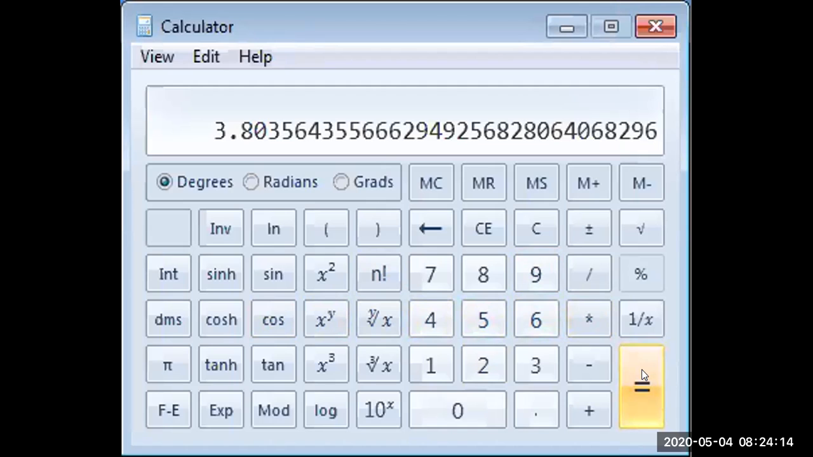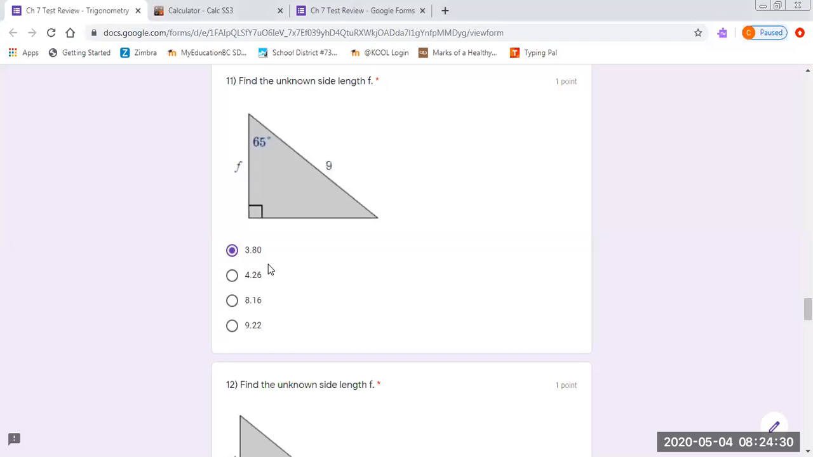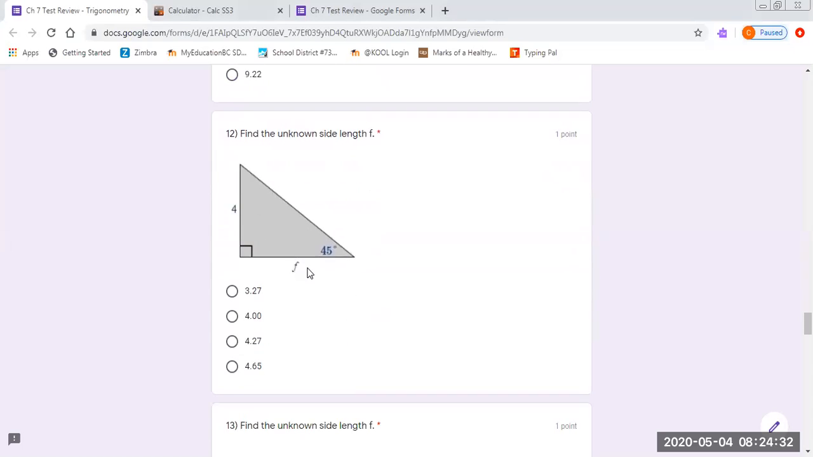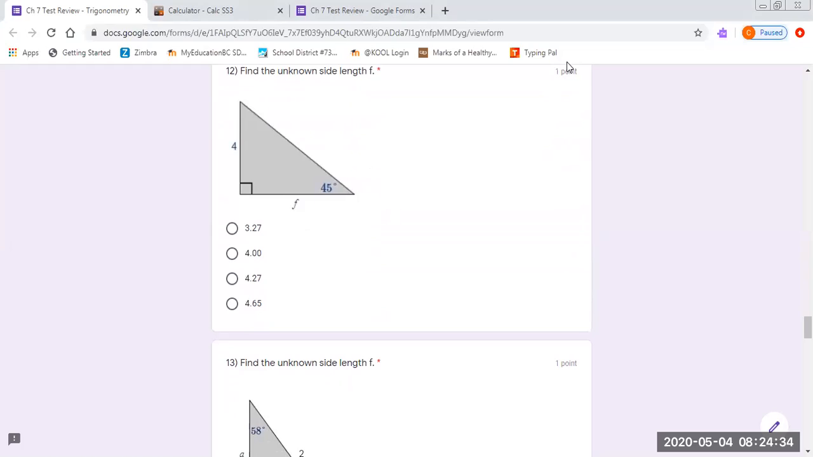Now, once again, this is the adjacent side, which must be shorter than the 9 that is the hypotenuse. And this is shorter than 9, it's 3.80, so that makes sense. So if I plug this into the question here, I'm looking for 3.80, which is right there. There's my answer.